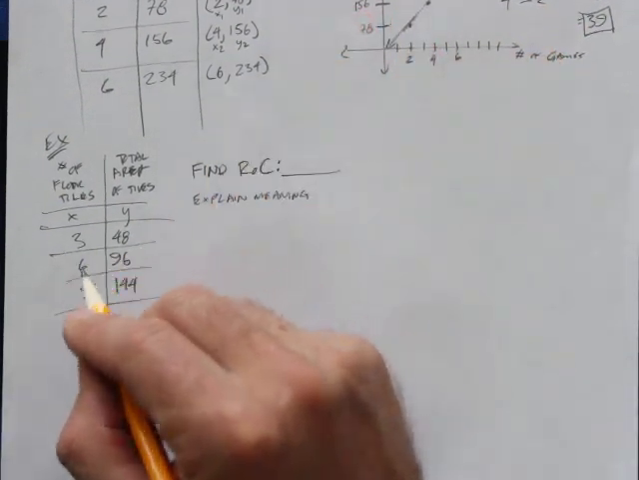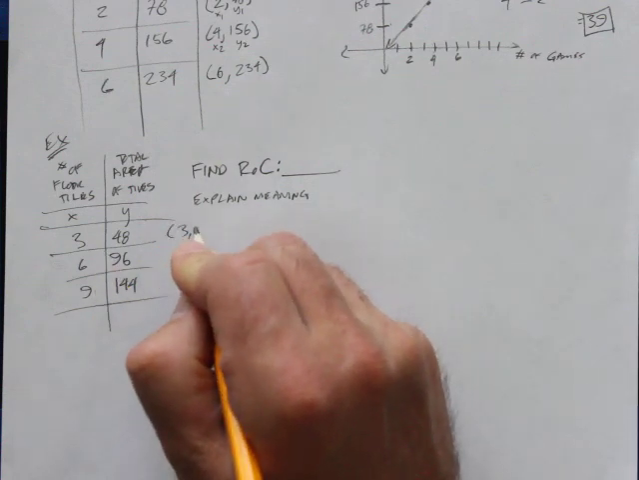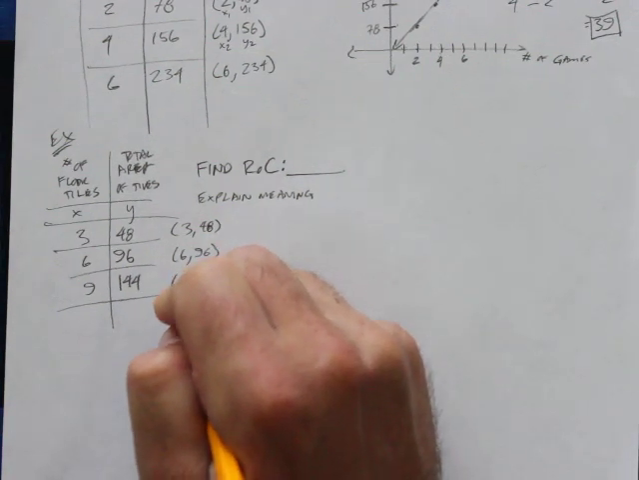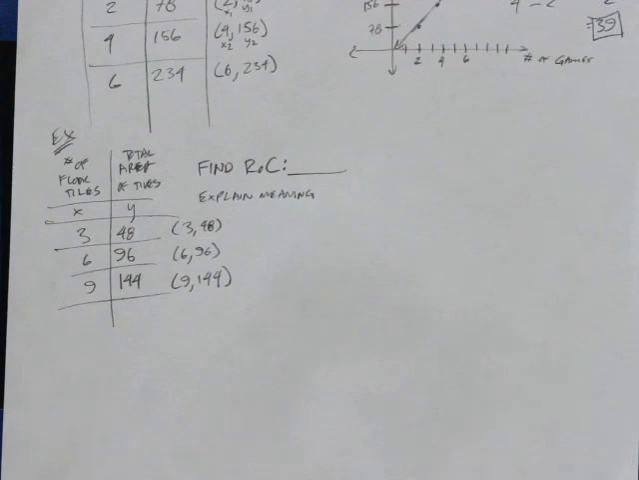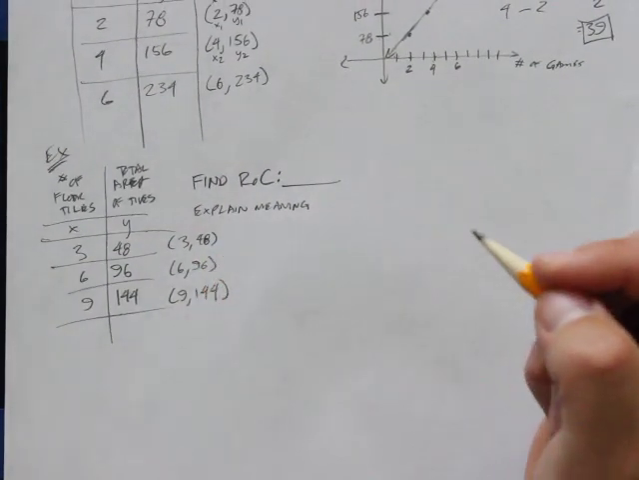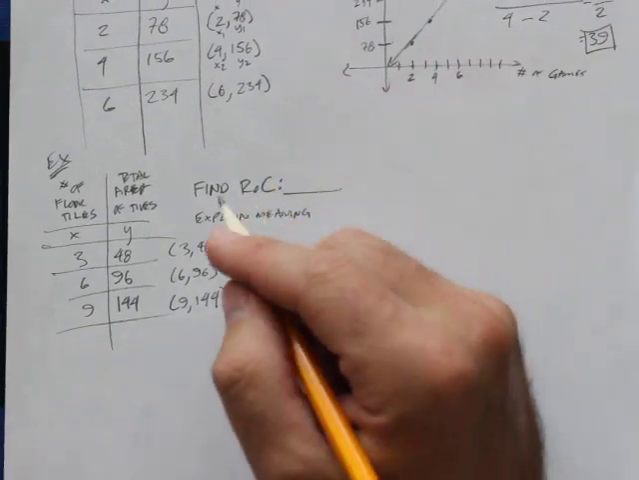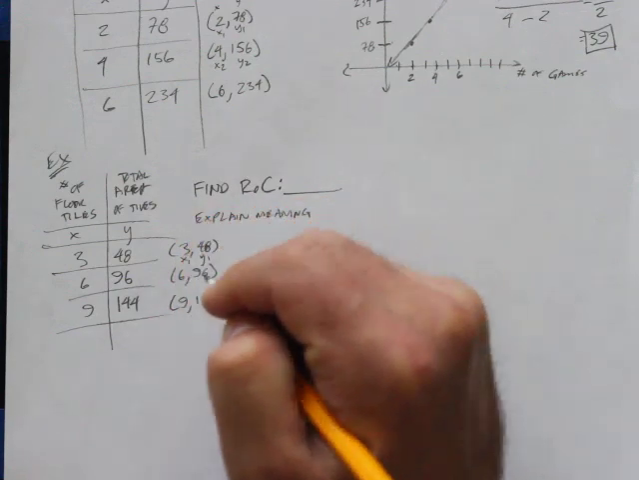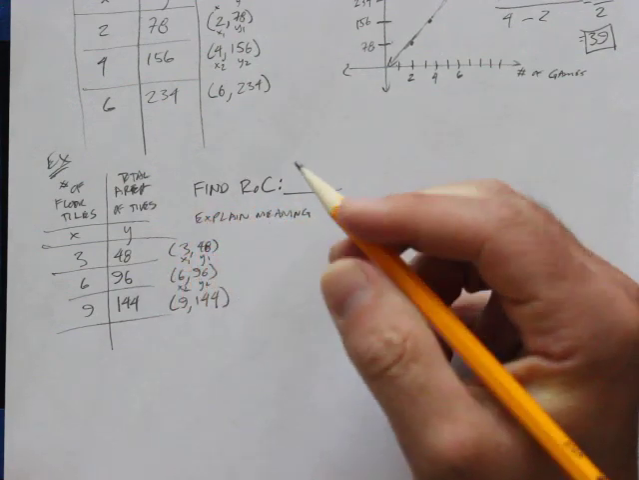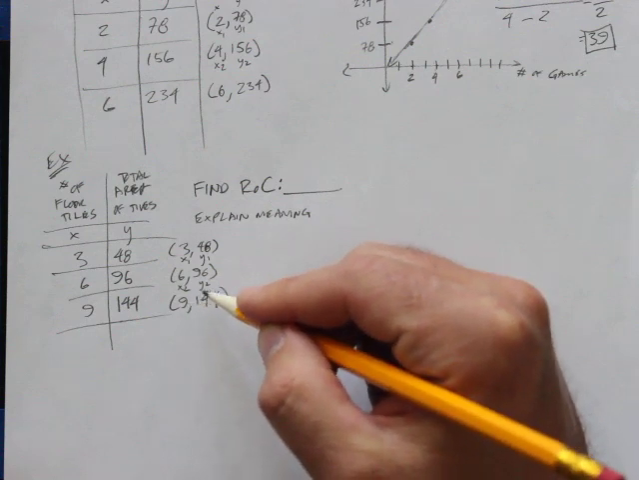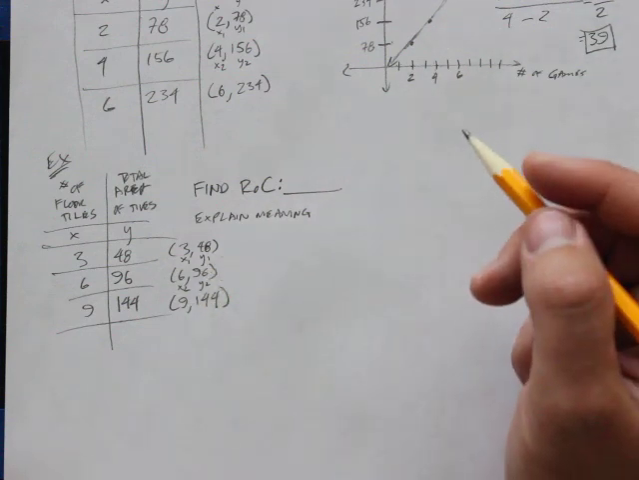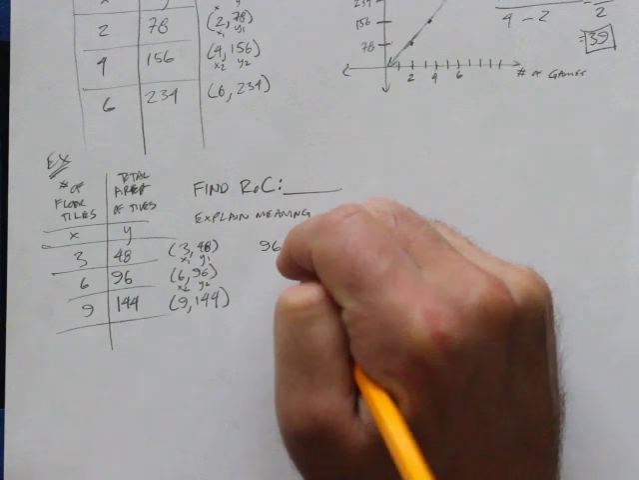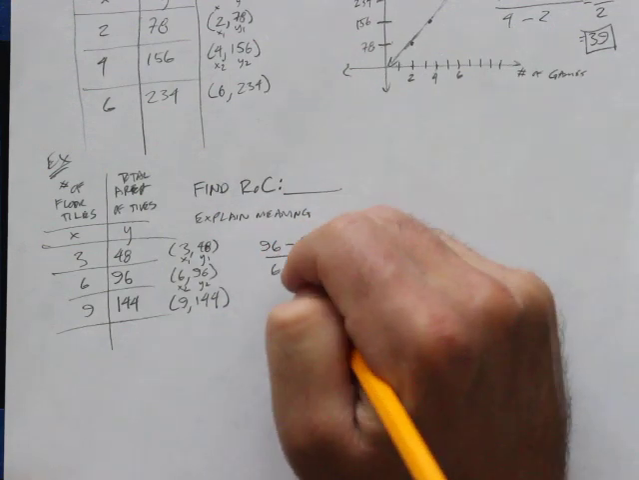All right, so let's just write these out as points: 3, 48, 6, 96, and 9, 144. Now, we're going to use our slope formula. We're going to choose 2 points to use in the slope formula. 3 is going to be my x1, and then y1 will be 48, x2 is 6, y2 is 96. You can use this one too, but those numbers are bigger, and I don't want to add and subtract those. I choose these ones. They're a little bit easier. So y2 is 96, y1 is 48, x2 is 6, x1 is 3.